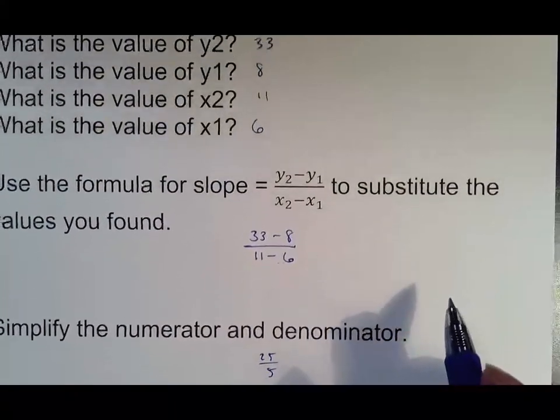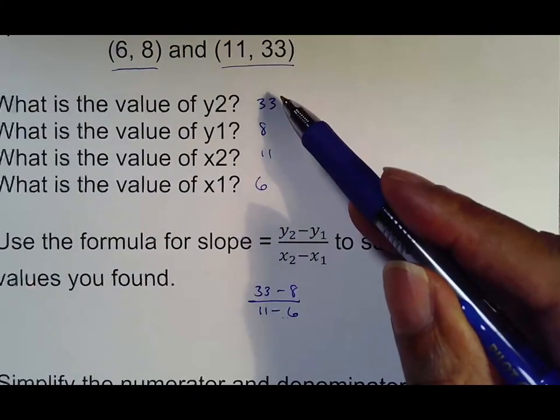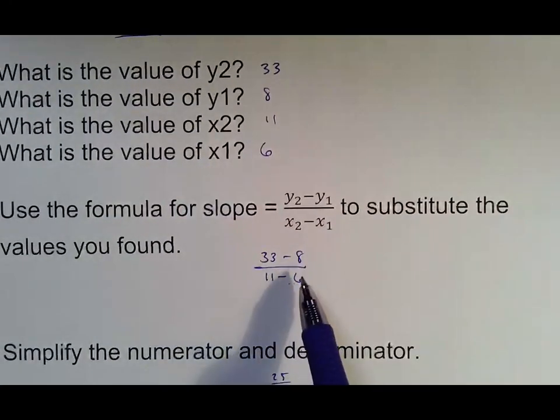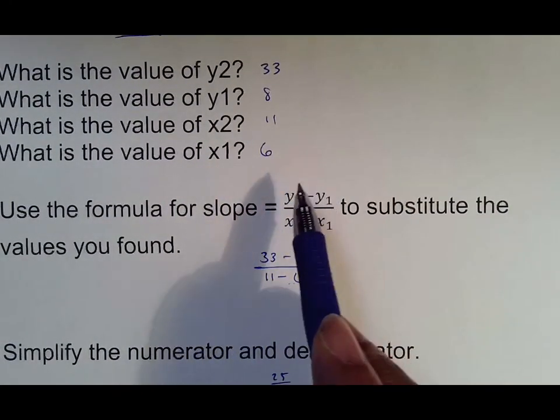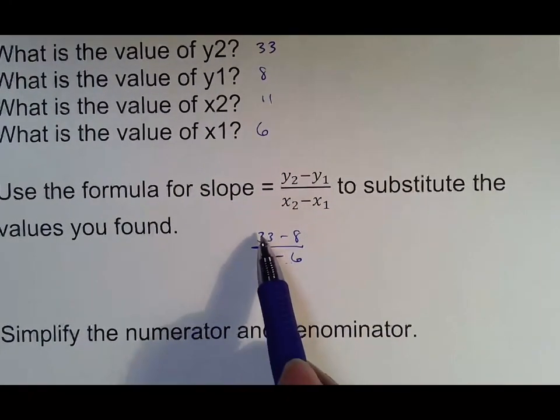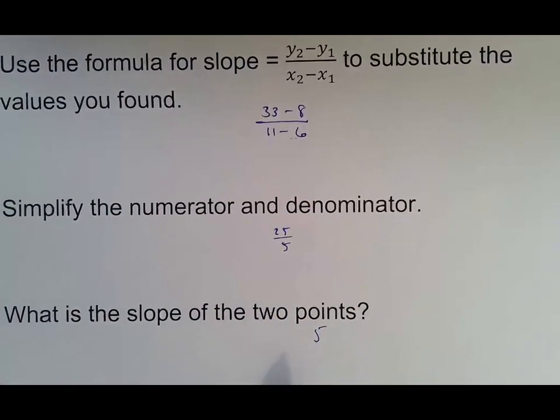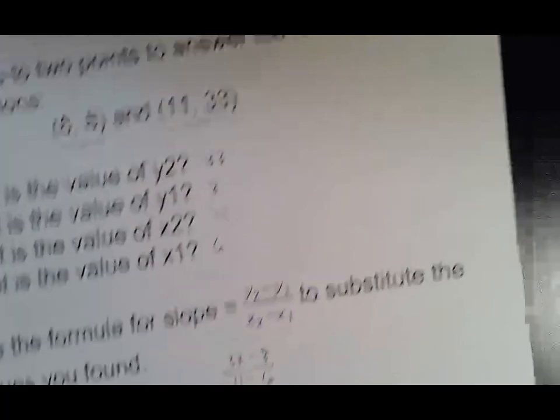So literally all we're doing is identify y2, y1, x2, x1. That's the first step. The second step is to substitute them into the formula that you eventually need to memorize. The third step is to subtract the top and the bottom to simplify. And the fourth step is just to divide the fraction. So it's a very direct and linear process.